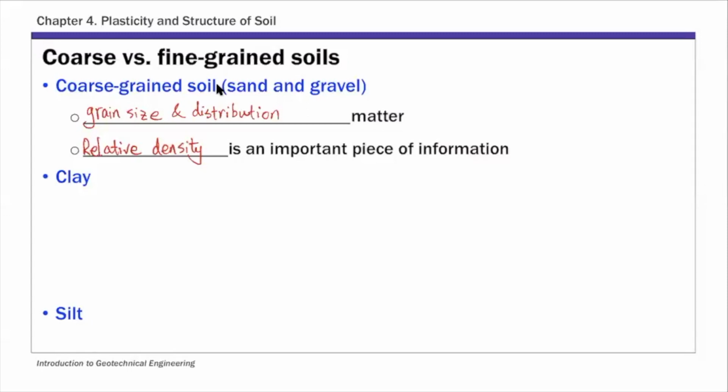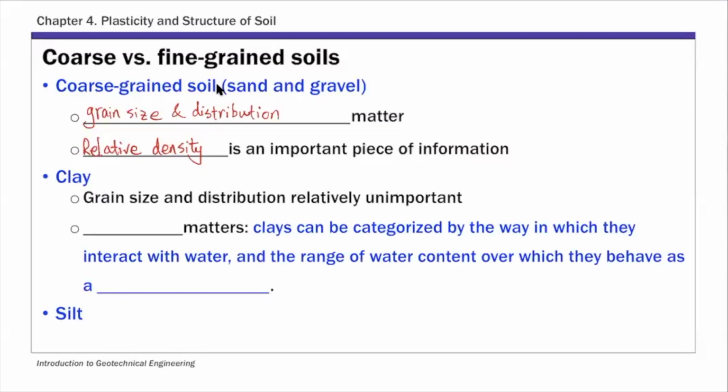In the next chapter, we're going to talk about soil classification. And for coarse grain soils, we're going to use their grain size and grain size distribution to classify coarse grain soil. But this is very different for clays. Okay. So for clays, grain size and distribution actually are relatively unimportant. It's not that important in terms of its engineering behavior. And what's really important for clays is actually water. So water contents in clays are actually the most significant factor impacting clay's behavior.